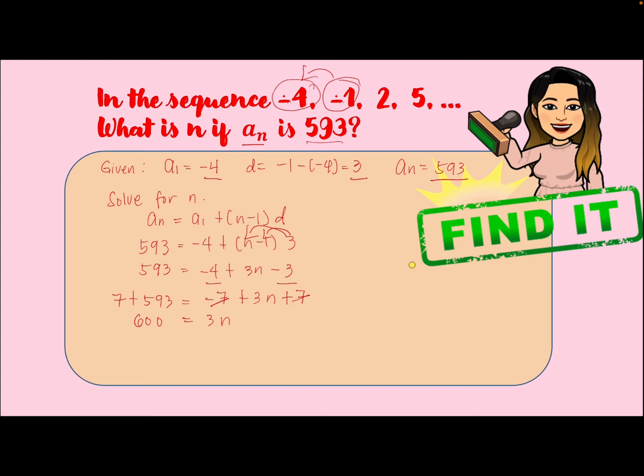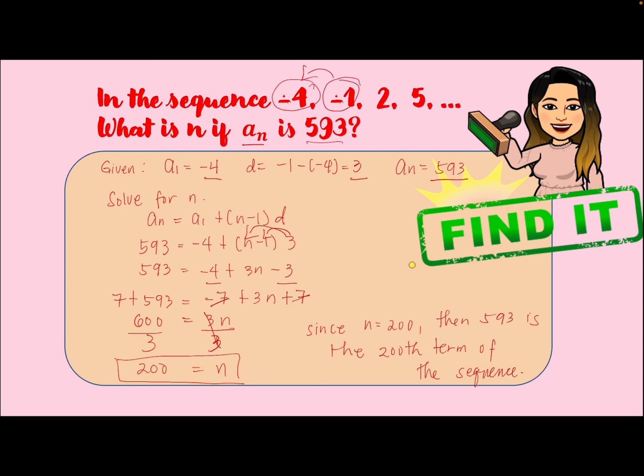And then, in order to get the value of n, divide both sides by 3. So 3 divided by 3 is 1, so we got n. And 600 divided by 3, that is 200. So now we have our value of n, which is 200. Okay, so we can conclude that since n is equal to 200, then 593 is the 200th term of the sequence.